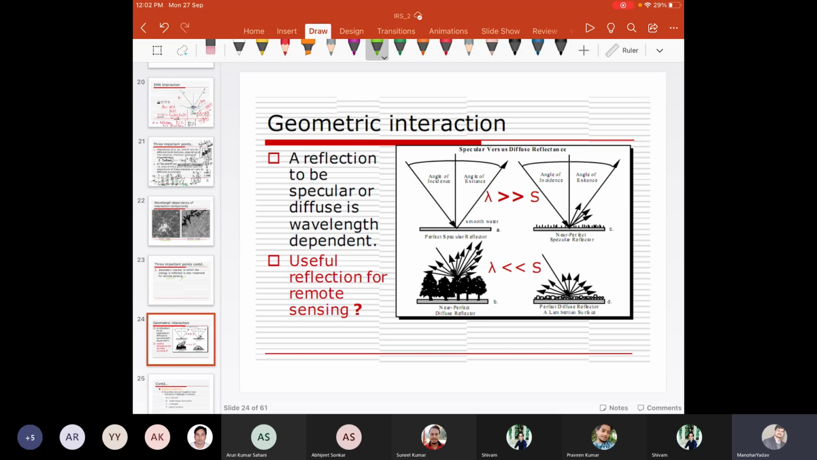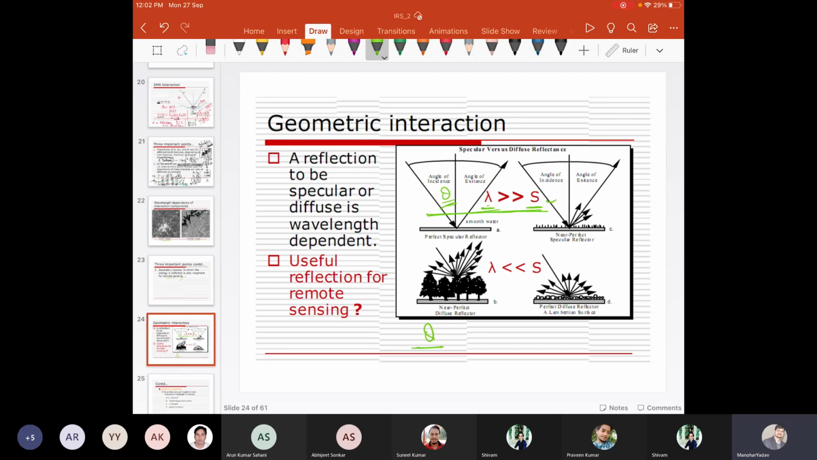There we see the effect of wavelength, that is lambda. S is the surface roughness, and we also include theta. Theta is the angle of incidence. At what angle? Angle of incidence. We'll see the effect of theta, wavelength, and surface roughness on the type of reflection that takes place from the Earth surface.